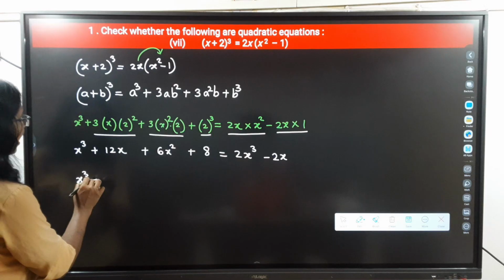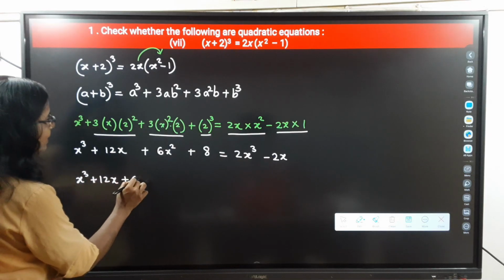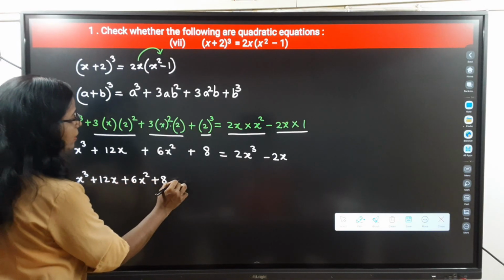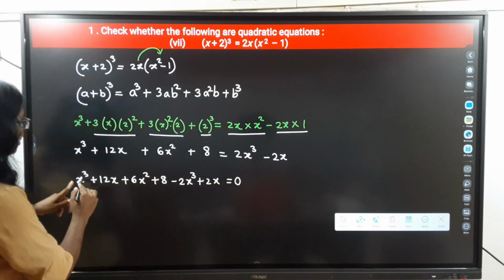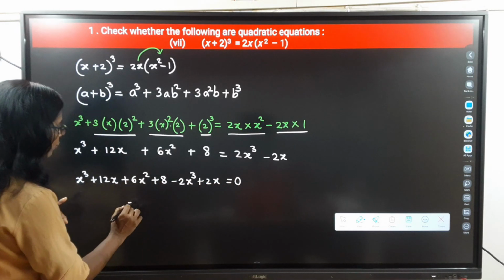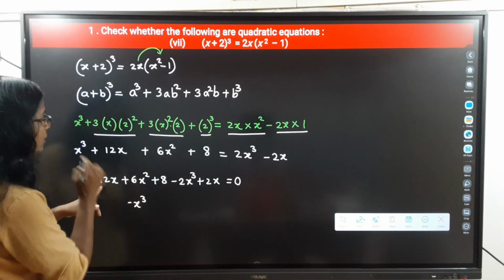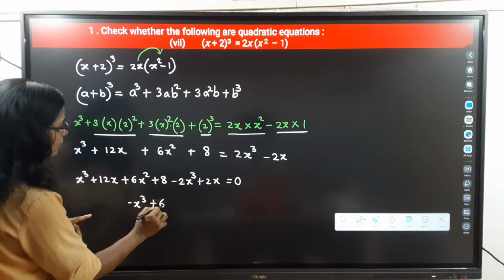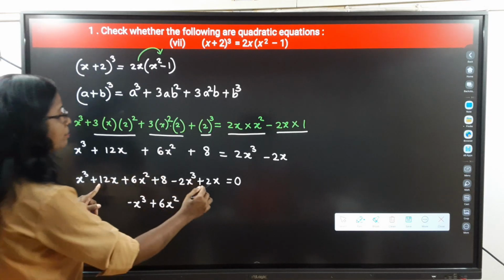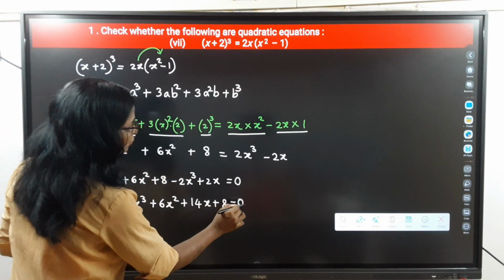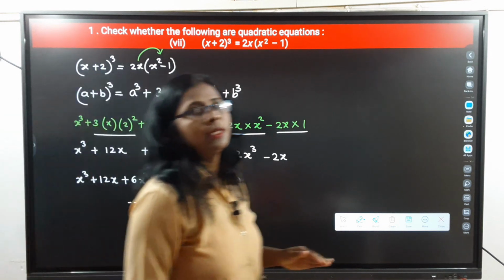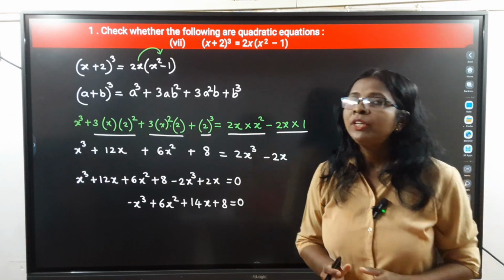So x cube plus 12x plus 6x square plus 8 minus 2x cube plus 2x is equal to 0. So x cube minus 2x cube is minus x cube, plus 6x square, and then plus 12x plus 2x, that is 14x, plus 8 is equal to 0. So this is the final simplest form of the given equation.